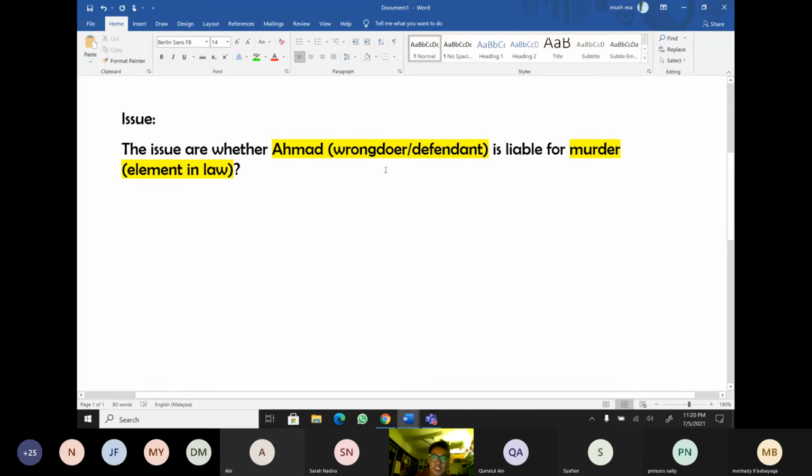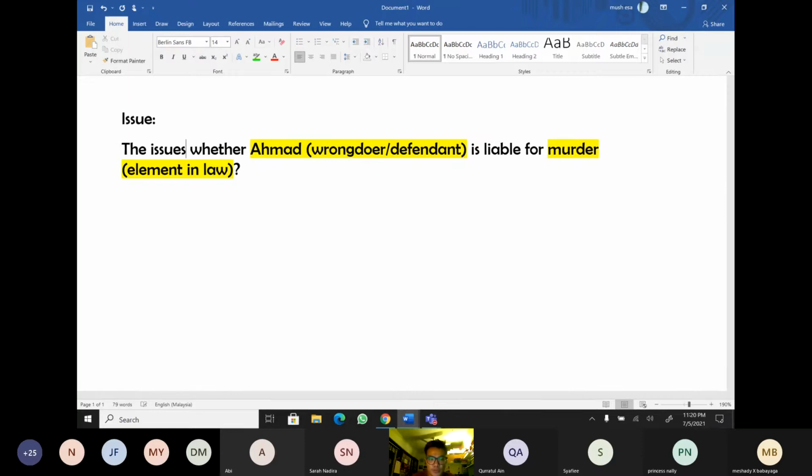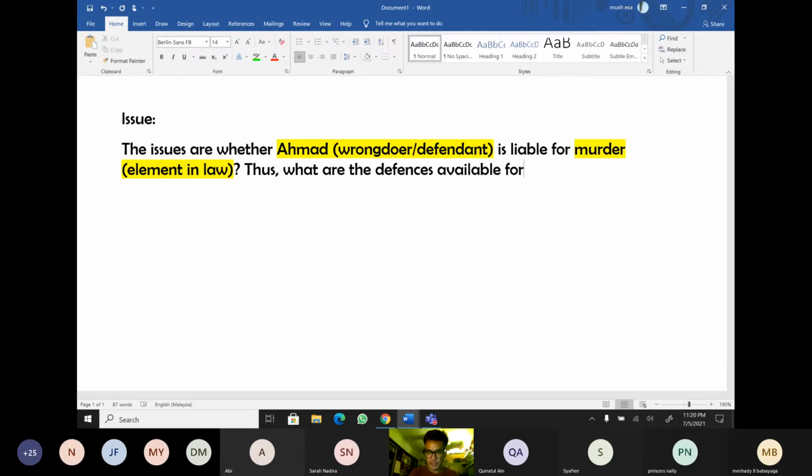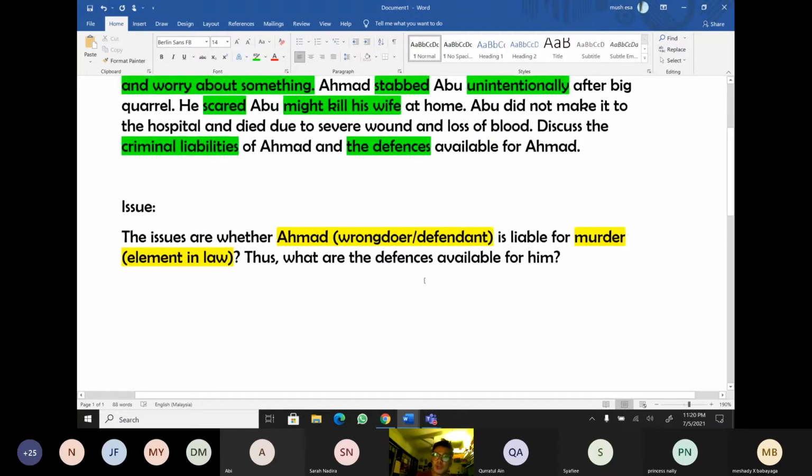Okay, so bila ada dua, the issues are whether Ahmad is liable for murder, and what are the defenses available for him, buat simple je lah, for him to escape from the liability. Okay, thus what are the defenses? Okay, defense or defenses available for him.